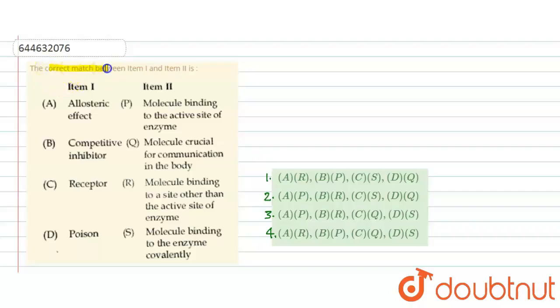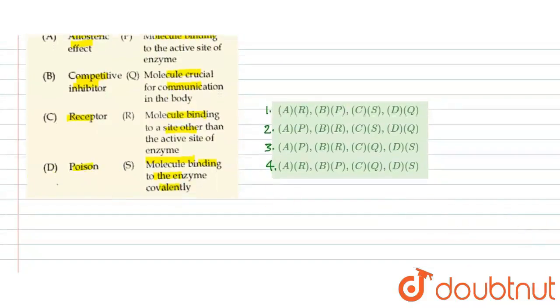Hello everyone, I am your teacher for this question. The question states that you have to correctly match item 1 and item 2. Allosteric effect is the molecule binding to the active site of the enzyme, competitive inhibitor is the molecule crucial for communication in the body, receptor is the molecule binding to a site other than the active site of the enzyme, and poison is the molecule binding to the enzyme covalently. You have been given these four options and you have to correctly match between item 1 and item 2.